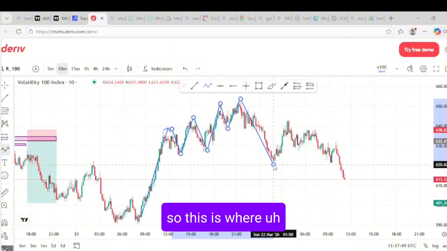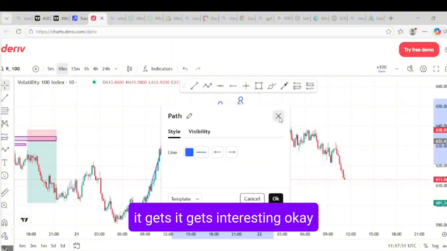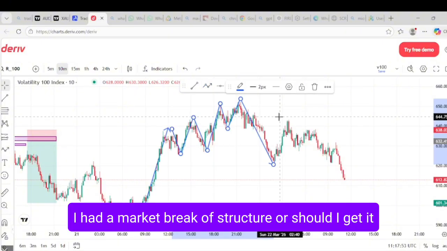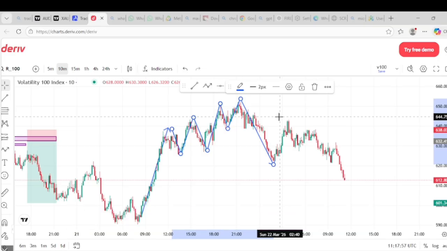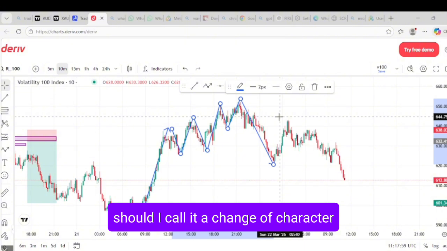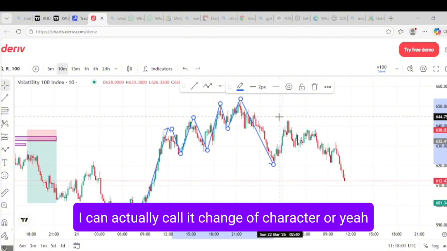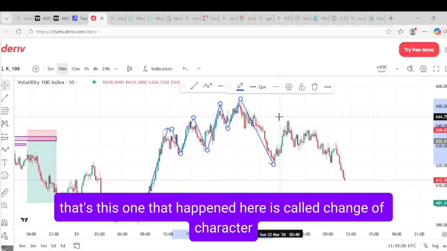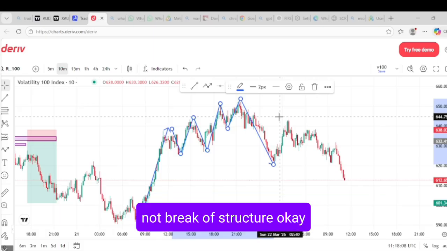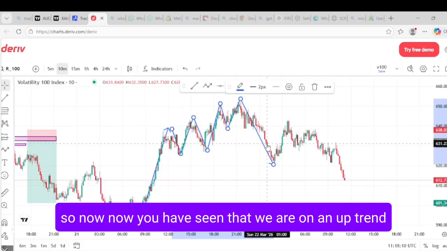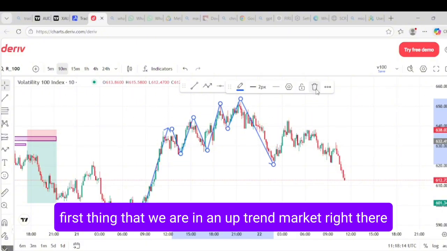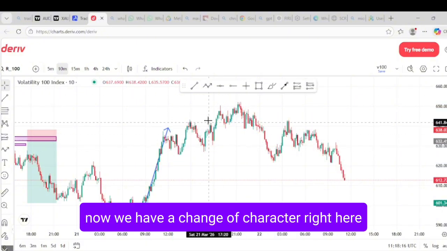So this is where it gets interesting. What do I see here? I had a market break of structure, or should I call it change of character? I can call it change of character. This one that happened here is called change of character, not break of structure. Now you have seen that we are in an uptrend. First thing is that we are in an uptrend market. Now we have a change of character right here.